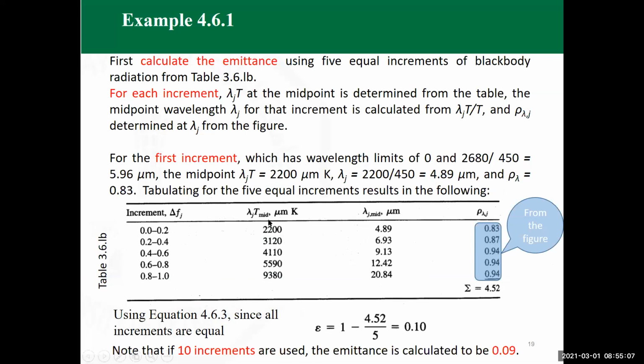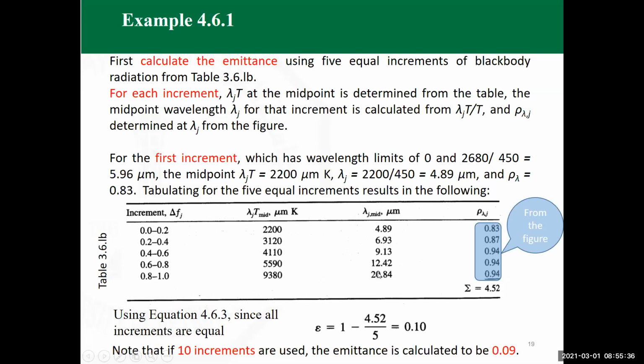What we did after that, this value is obtained from the table, and this is a representation of lambda times T. We know the temperature is 470 Kelvin. So we divide lambda T by the temperature, and we get the corresponding value of lambda. This is lambda in the mid-range that we selected, which is from 0 to 0.2. So these are the values of lambda. We have 1, 2, 3, 4, 5 values of lambda.